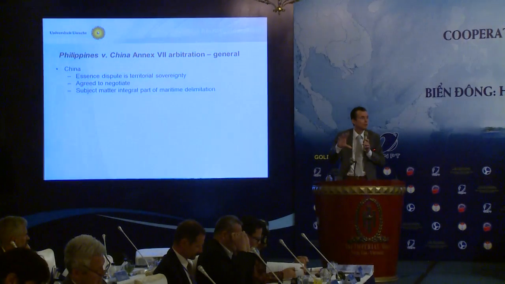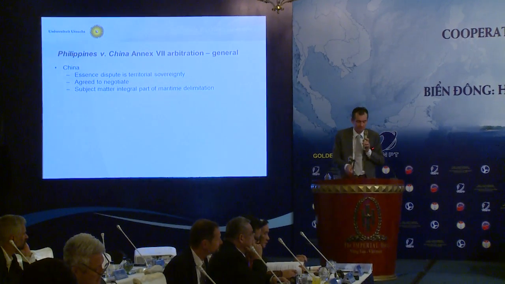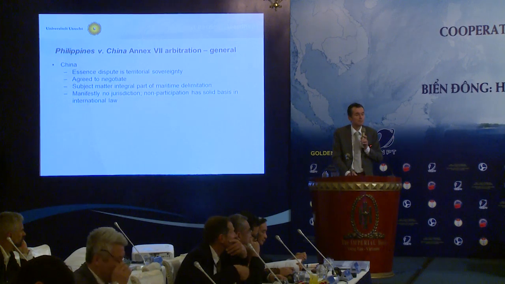The Chinese position is that the essence of the dispute is territorial sovereignty, and of course that implies that you cannot deal with it under the convention, because the convention is only concerned with the interpretation and application of the convention, its dispute settlement provisions. And there is also the stress that there was an agreement to negotiate and not to resort to third-party dispute settlement unilaterally. And it is also argued that the subject matter is an integral part of maritime delimitation. The implication of course being that because China has made a declaration that it excludes maritime delimitation from compulsory dispute settlement, the whole claim of the Philippines cannot be entertained because there is no jurisdiction of the tribunal. And that's then the conclusion of China.